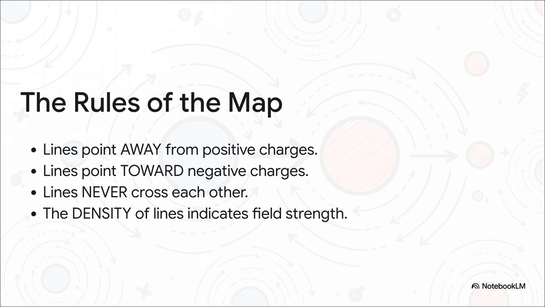All right, so here are the rules of the road. Rule 1, field lines always start on positive charges and point away. Rule 2, they always point toward negative charges, and that's where they end. Rule 3, and this is a big one, they can never, ever cross. I mean, think about it, right? If they crossed, it would mean the force at that one single point is trying to go in two different directions at once, which, yeah, that's impossible. And finally, how close the lines are together tells you how strong the field is.